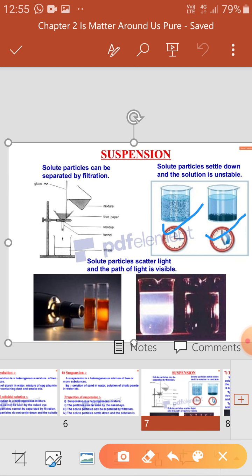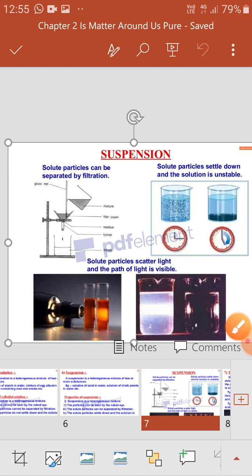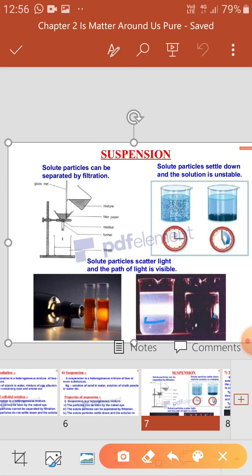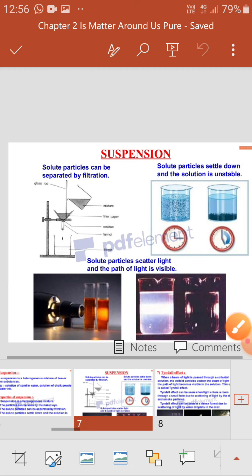This is a simple example of sand in water. When you add some sand particles to the water and stir them, at first they keep moving, but when you let them be, they settle down. Then we have seen that they scatter the beam of light. So you can see here the scattering of light. In the second case, there is a scattering of light, right? The path of light is visible. Solute particles scatter the beam, and the path of light is visible. Okay, so this was all about suspension.